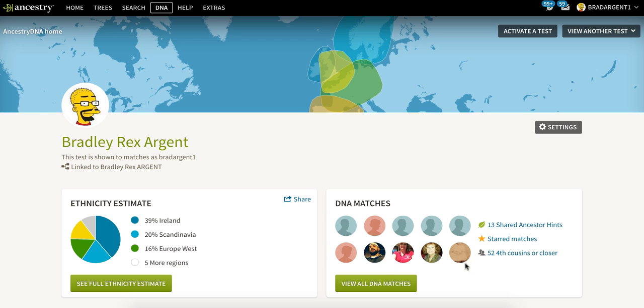So here we have a couple of options. We have our shared ancestor hints, which are fantastic. Starred matches, these are matches that I've highlighted because I want to go in and have a closer look at them. And fourth cousin or closer matches. Now you think, what's fourth cousin? It means you shared about a 3 times great grandparent in common with these people. So in theory, you should be able to find records supporting that. If you dig deeper and look hard enough, those records should be there. And then you have a button down here that shows you all the matches. So let's look at these one by one.